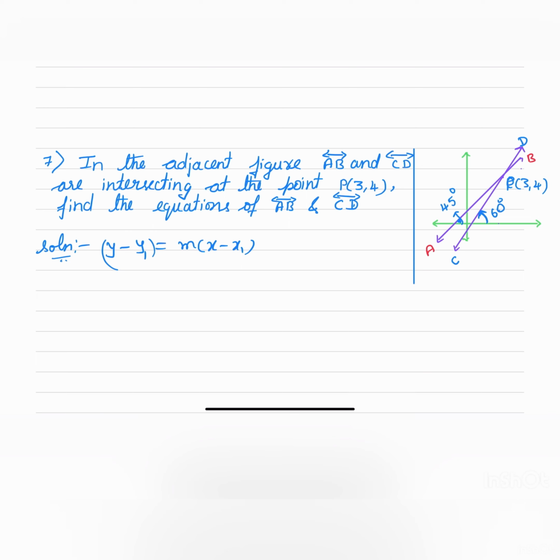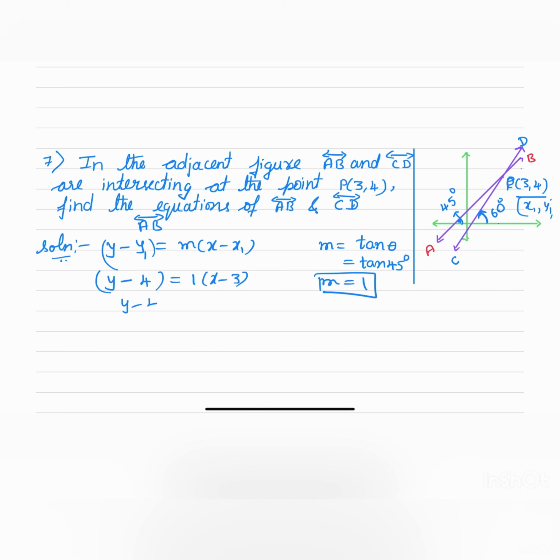Let us find it for AB. Equation for AB: m is equal to tan theta, theta is equal to 45 degrees. Tan 45 degrees, so m will be equal to 1. Let us substitute that. Y minus y1, here 4, is equal to m, which is 1, into x minus 3. This is the point given to us, x1, y1. So we substitute those values in the equation.